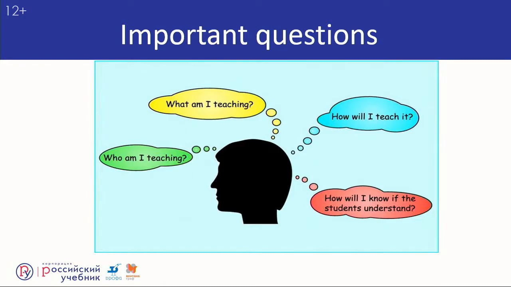Firstly, some general questions that we ask ourselves whenever we are planning a lesson. Well, the first question is, who am I teaching? Not what, who. Why do we ask the question about who we are going to teach before we ask the question about what I'm going to teach first?